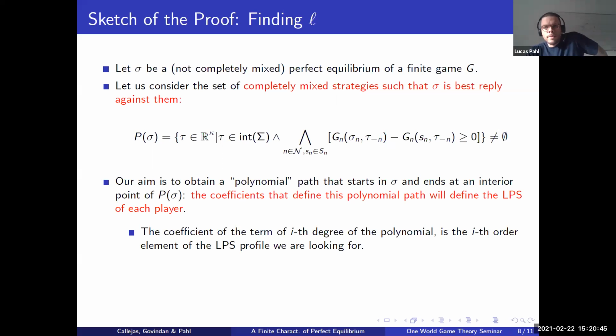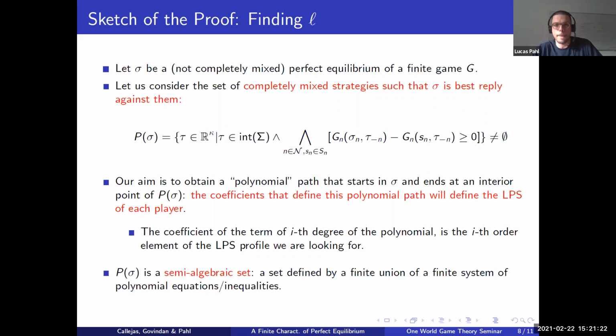So how do we go about finding A? Our aim is to find a "polynomial path", right? This is in quotes because we're not going to be able to find exactly a polynomial path, and I'll tell you why in a minute. It starts at sigma and ends at an interior point of P sigma, okay? The coefficients that define this polynomial path will define the LPS of each player. And how this is going to happen: the coefficient of the term of degree i of this polynomial is going to be the ith order element of the LPS profile we are looking for, okay?